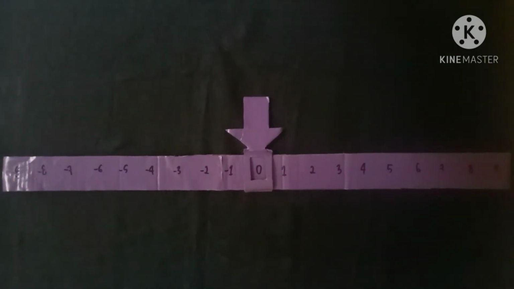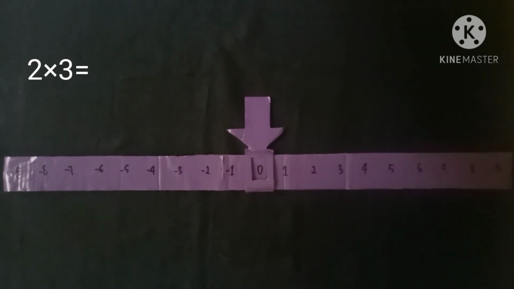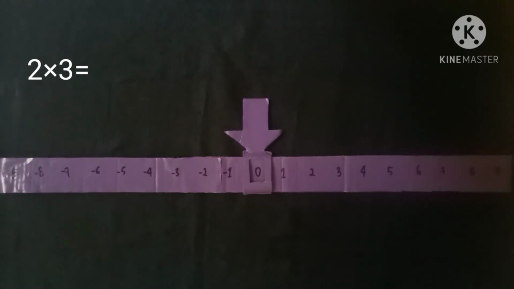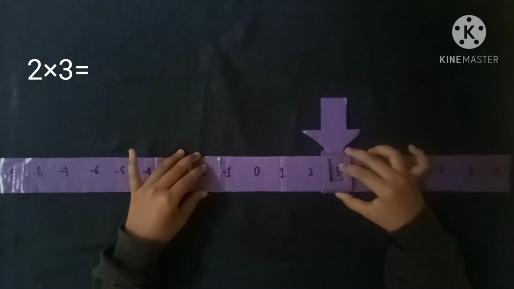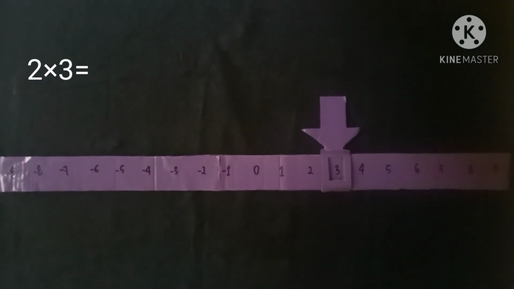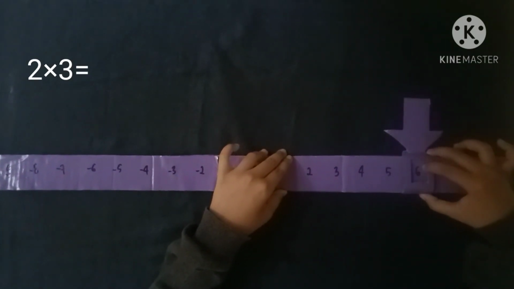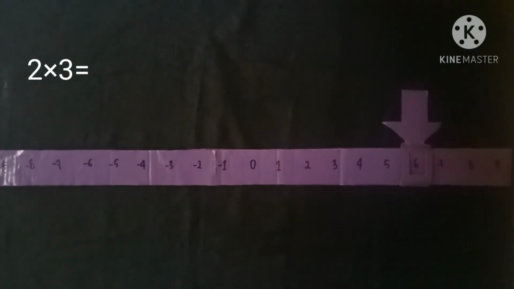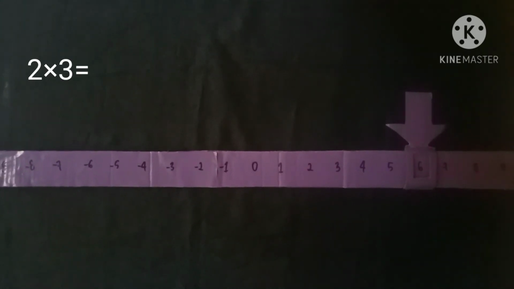Example, 2 times 3 equals. The step, the arrow moves starting from 0. Because the value is positive, the direction advances to the right by 3 units. Then, the arrow is moved forward again to the right by 3 units. The dotted line to the right represents a positive value and is the result of the operation 2 times 3 equals 6.